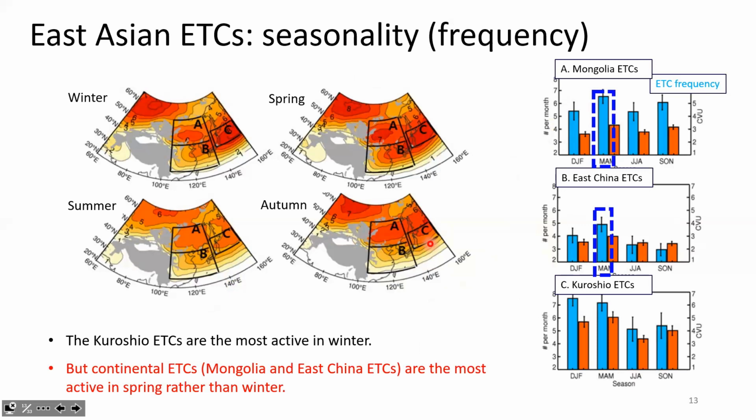This is the seasonality of East Asian cyclone frequency. Typically, extratropical cyclones are most active in the winter season, which shows the strongest cyclogenesis. However, some continental cyclones, like Mongolia cyclones and East China cyclones, are most active in the spring season, not in the winter season. I investigated the development process of these continental cyclones, showing exclusive seasonal variability.